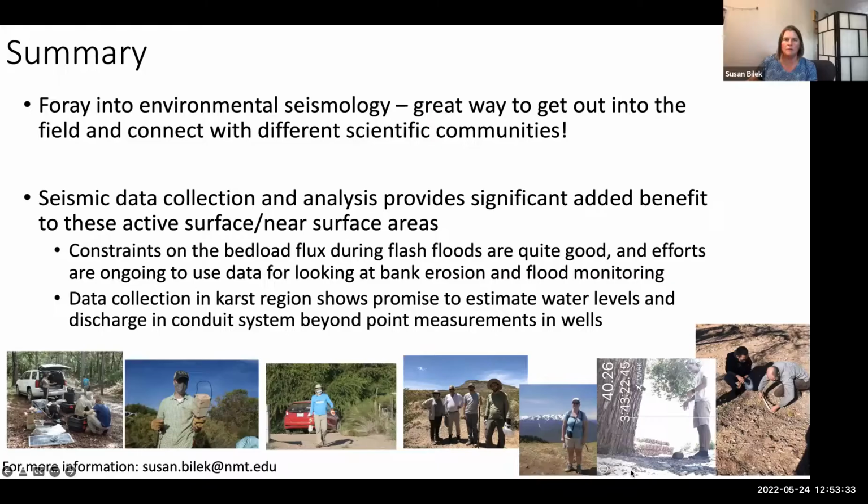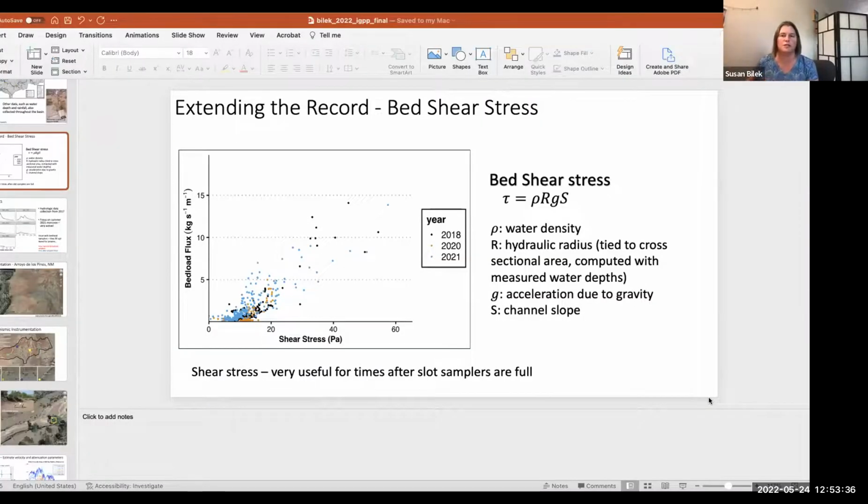Yeah, so let me go back to that slide. I mean, the key parameter there is the hydraulic radius, and here we go. And we're getting that effectively by the water level measurements that we get with the pressure transducers, right? So the bed shear stress, it's just the water density times the hydraulic radius times gravity times the channel slope. So you know, we've done really detailed measurements of the channel shape and the channel slope, right?